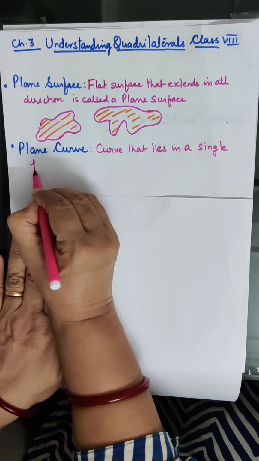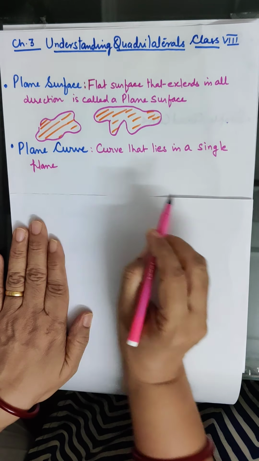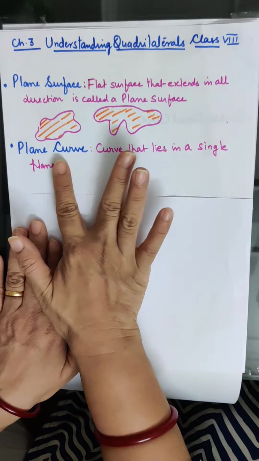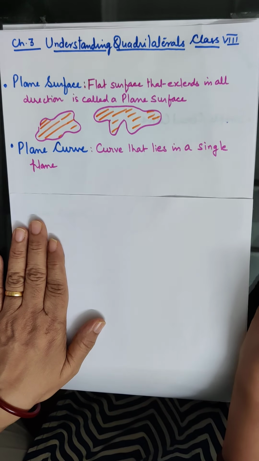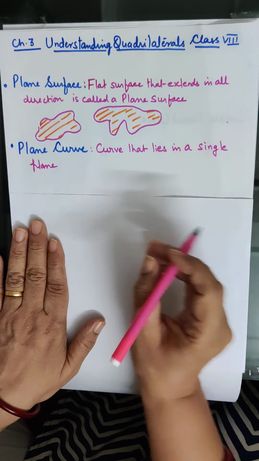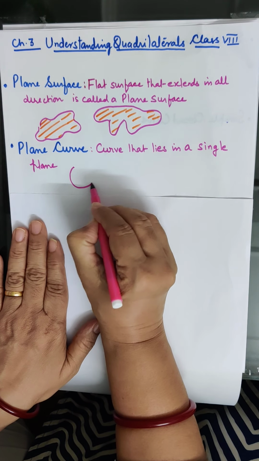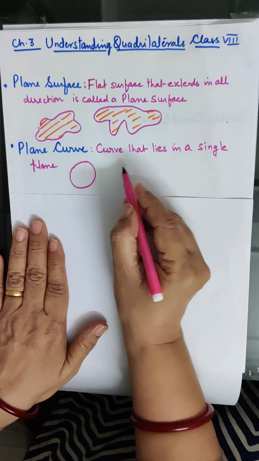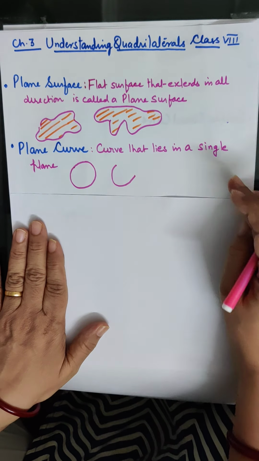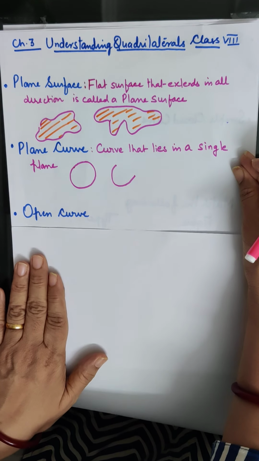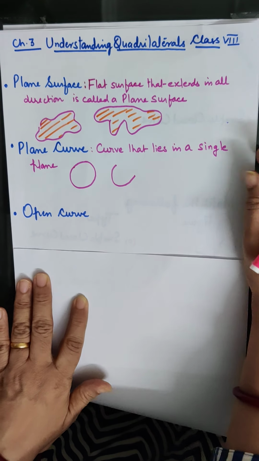What do you mean by the single plane? Single plane means flat, there is no thickness in it. So maybe this is a plane curve. See, this is a plane curve. All right. Now next is open curve.